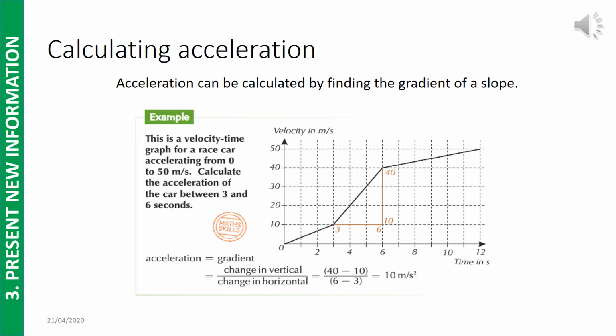So the actual example is asking you to calculate the acceleration of the car between 3 and 6 seconds. As you can see, a triangle has been drawn where the gradient of the line is the hypotenuse of the triangle. From there, you join that up to make a right angle triangle, which gives you a change in y, or in other words, a change in velocity of 30 meters per second. And then you can divide that by the change in time, which is 3 seconds. So 30 meters per second divided by 3 seconds gives you an answer of 10 meters per second squared for the acceleration.